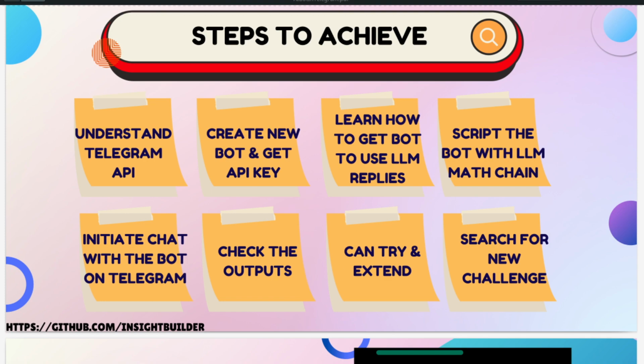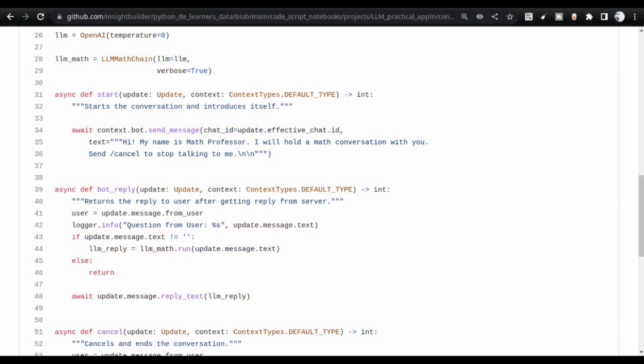Just to reiterate, let us go back to the browser. You see here that this particular function gets the user detail from the user. It gets the user detail and the user input, and then it processes the user input using this LLM math run, and then it sends the output to the user.